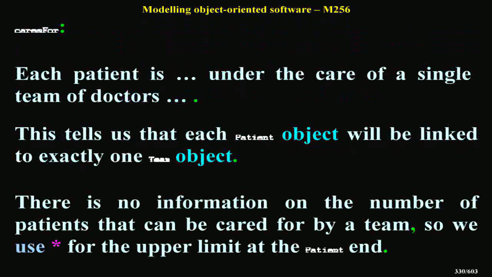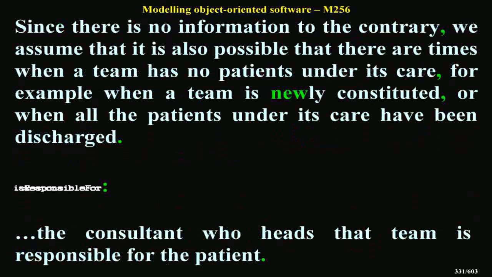Each patient is under the care of a single team of doctors. This tells us that each Patient object will be linked to exactly one Team object. There is no information on the number of patients that can be cared for by a team, so we use * for the upper limit at the end. Since there is no information to the contrary, we assume that it is also possible that there are times when a team has no patients under its care, for example when a team is newly constituted, or when all the patients under its care have been discharged.